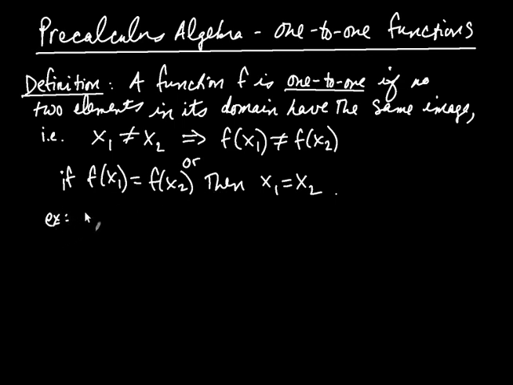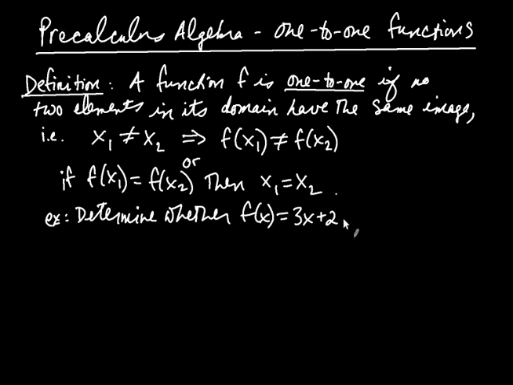So for example, let's say you want to determine whether f of x equals 3x plus 2 is one-to-one. How does this work? We usually use, like I mentioned, this latter definition. So we assume that f of x1 is equal to f of x2, and then we see if that logically implies x1 has got to be equal to x2. So first you plug in x1, and then you plug in x2, and you set them equal to each other. So we're going to have f at x1 equals f at x2, and this is what you're assuming.